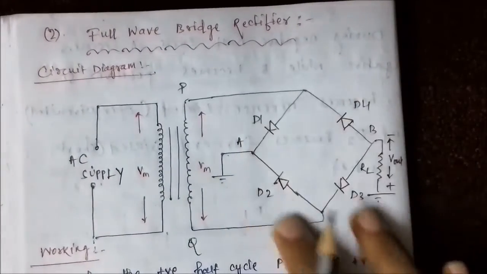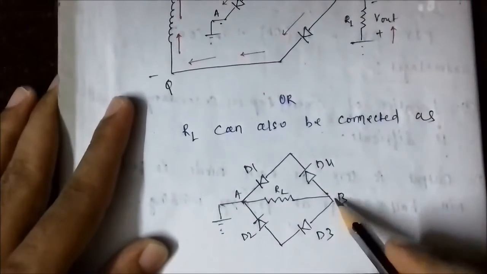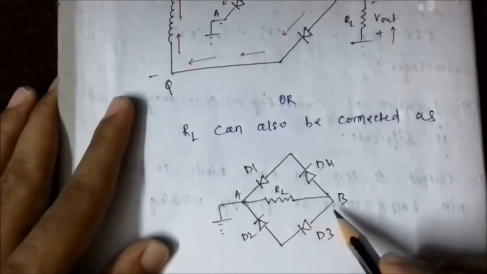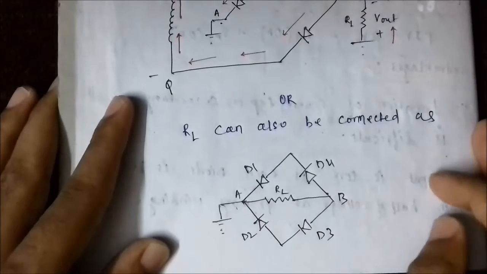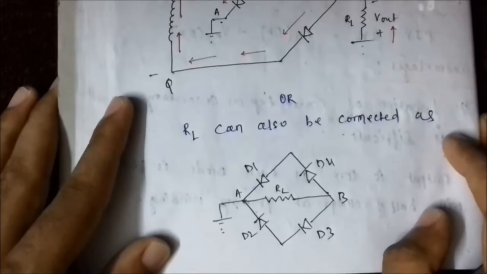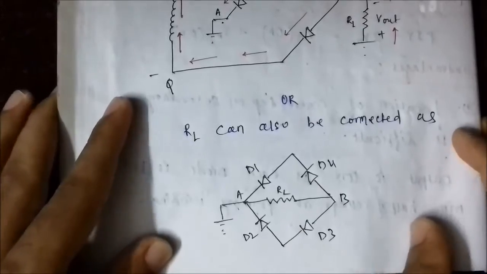This can also be redrawn as this. Same thing, B is connected to A, and in between, the load resistance is connected between the points B and A, which is finally connected to ground. So in this case too, we are going to split our discussion into the positive and negative half cycle response of the circuit.